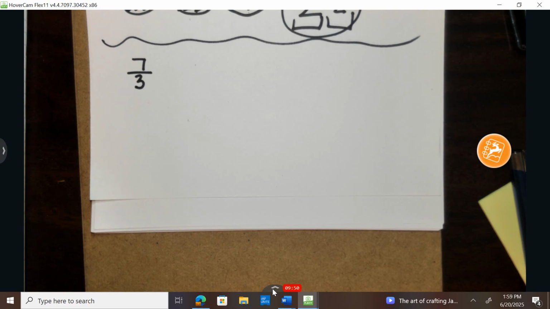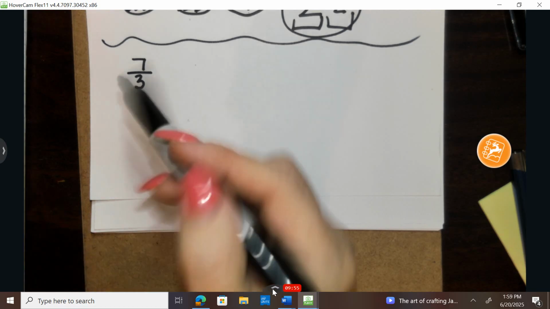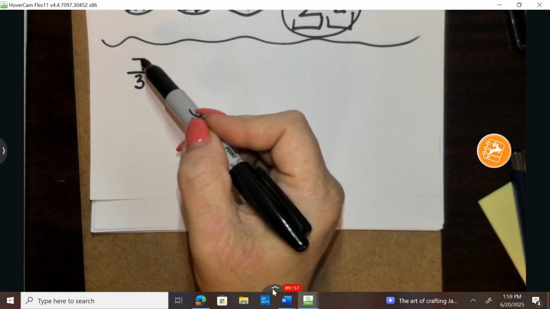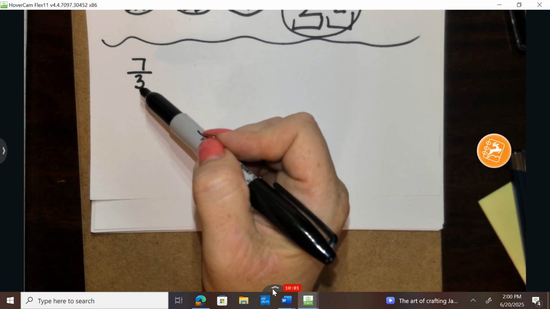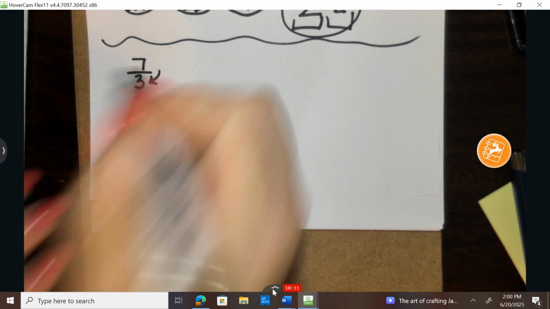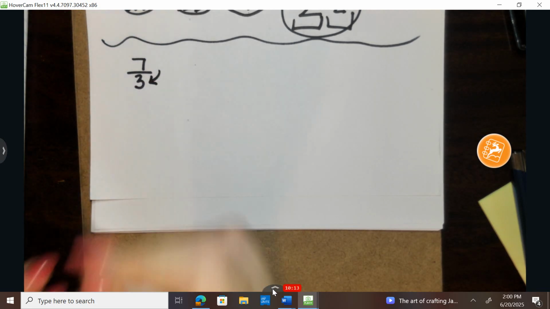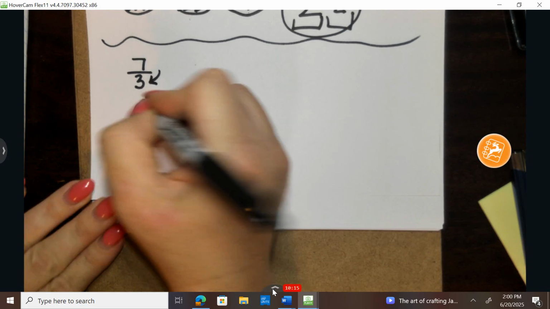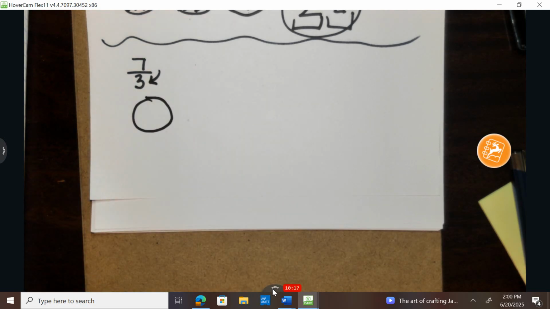Seven divided by 3. You may hear it read as 7/3. This is an example of an improper fraction because the number on top is larger than the number on the bottom. So I'm going to visually draw this. Okay, so I need to create a shape. Doesn't matter what shape it is as long as there's 3 equal parts. So whatever the number on the bottom is tells you how many equal parts there must be to each shape.